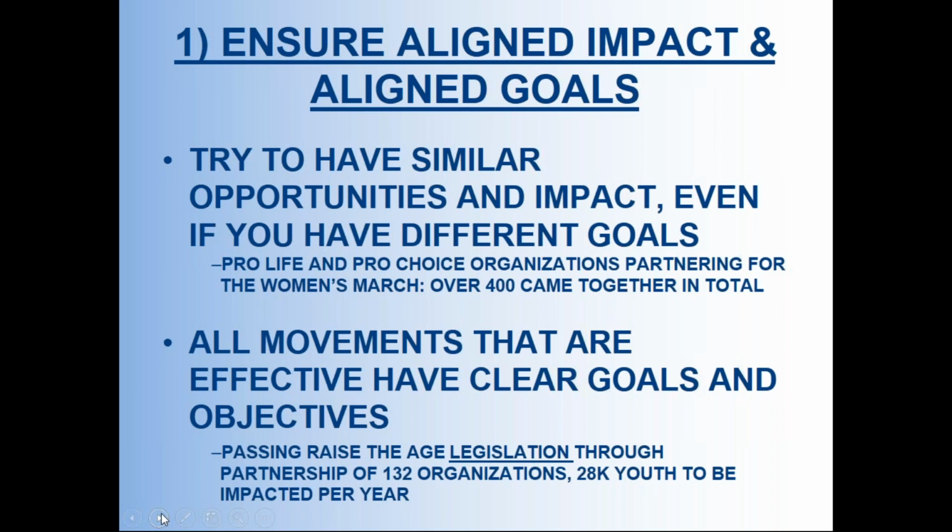A goal for us in New York was passing Raise the Age. We wanted to change it so that 16 and 17-year-olds were not tried as adults any longer. The partnership with the Raise the Age Coalition of 132 organizations meant 28,000 youth being impacted. The objectives are the benchmarks, the metrics, the tangible, clear items.